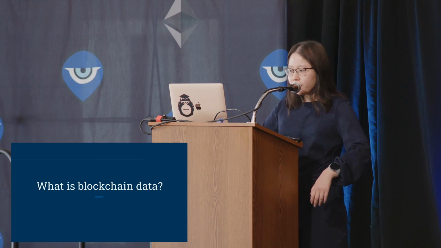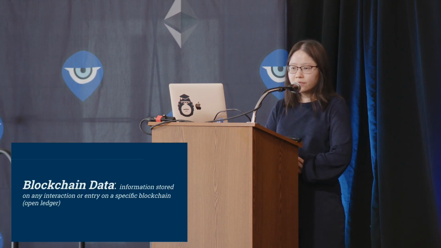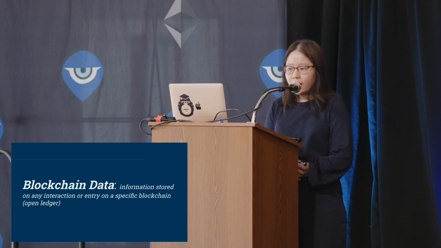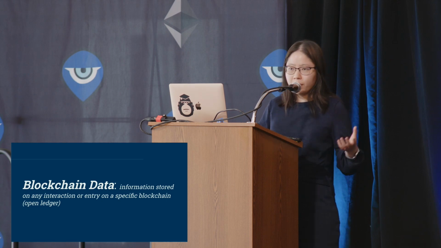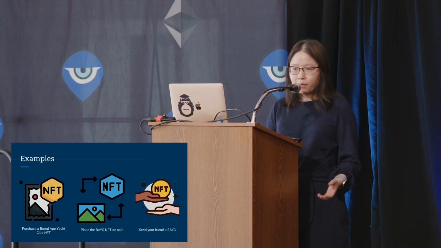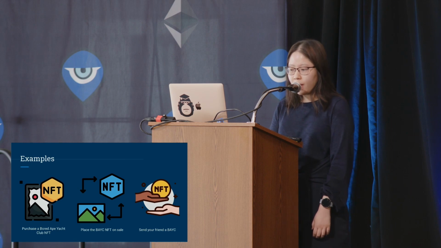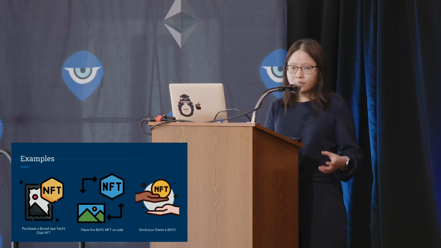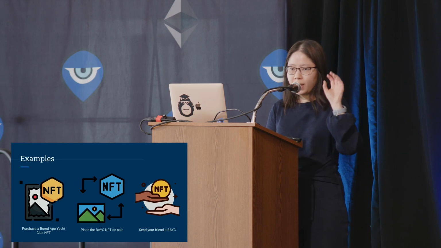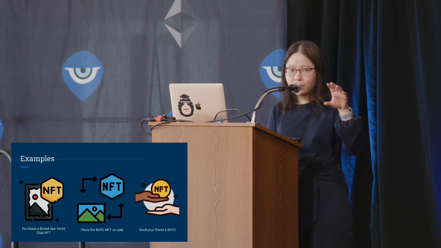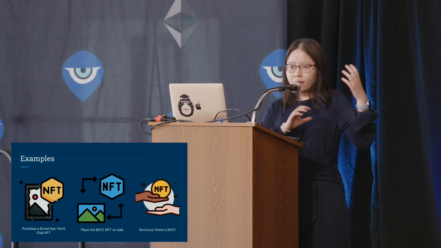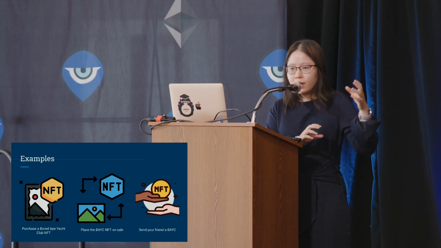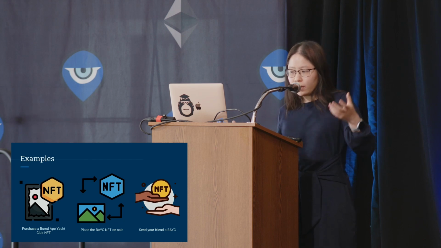What is blockchain data? Blockchain data is classified as information stored on any interaction or entry on a specific blockchain or open ledger. As an example, if you purchase a Bored Ape Yacht Club NFT, you are saying, hey, I'm willing to pay this price to a contract, or if the NFT is in a wallet, to this wallet. Once I transfer those tokens, the purchased NFT will be sent to my wallet.